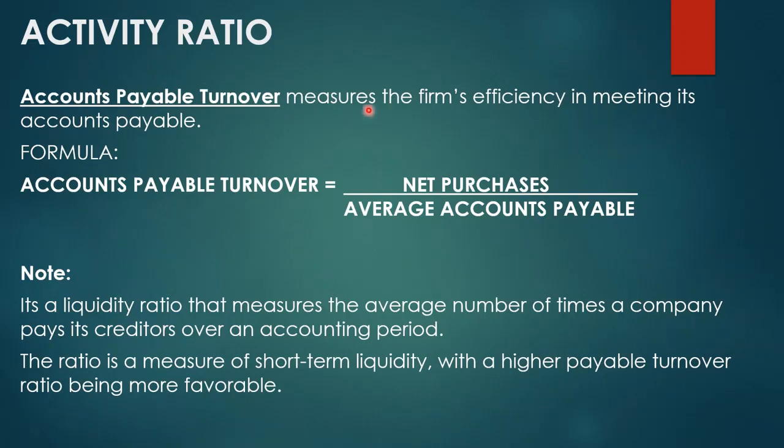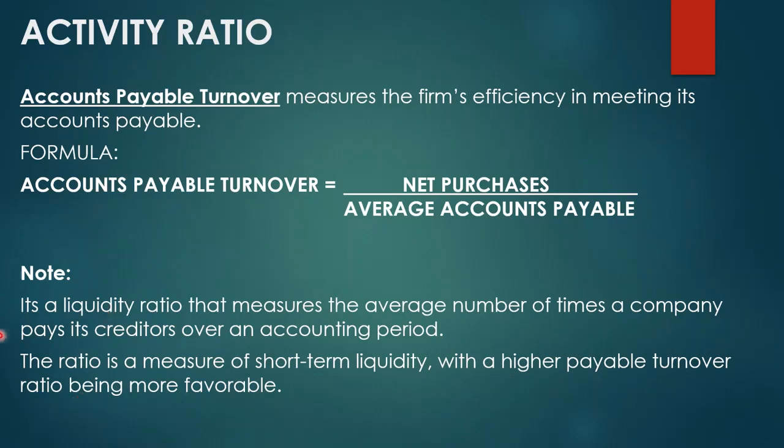Now, itong si AP turnover, it measures the firm's efficiency in meeting its accounts payable. So, gaano ka-efficient si company bayaran yung mga short-term utang niya. Yung formula ni accounts payable turnover is net purchases divided by average accounts payable. So, kung makikita natin, same lang, closely related sila ng concept kay AR turnover, pati kay inventory turnover. So, mini-measure ni AP turnover, efficiency of the company or of the firm in meeting its accounts payable. Now, take note, it's a liquidity ratio that measures the average number of times a company pays its creditor over an accounting period. The ratio is a measure of short-term liquidity with a higher payable turnover ratio being more favorable.